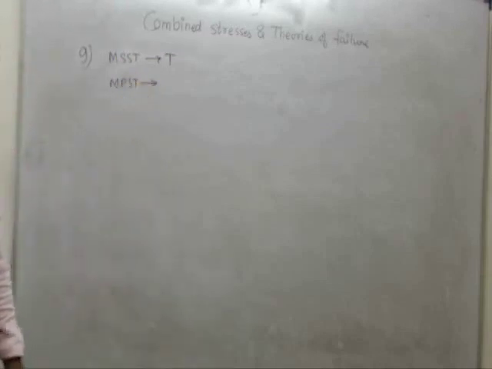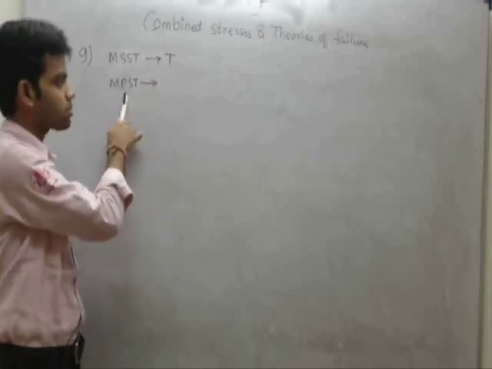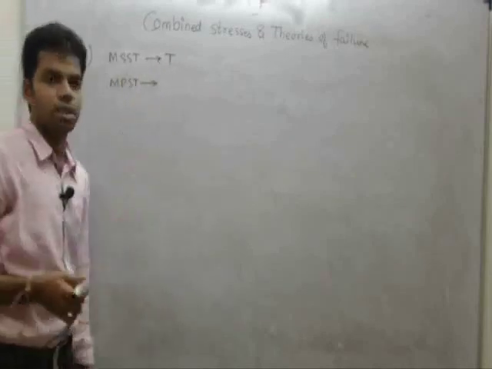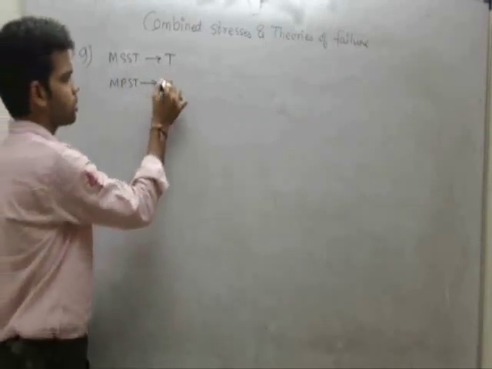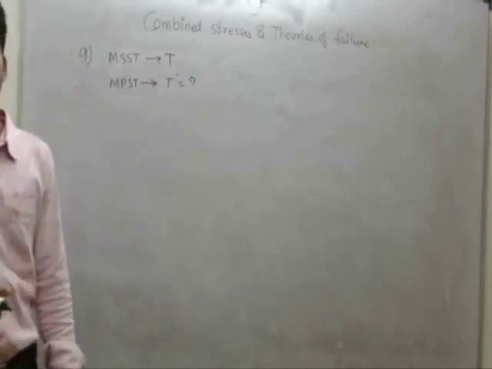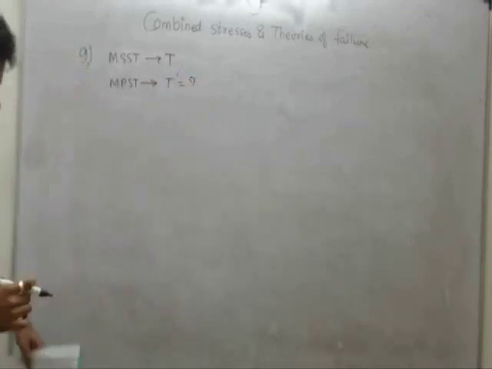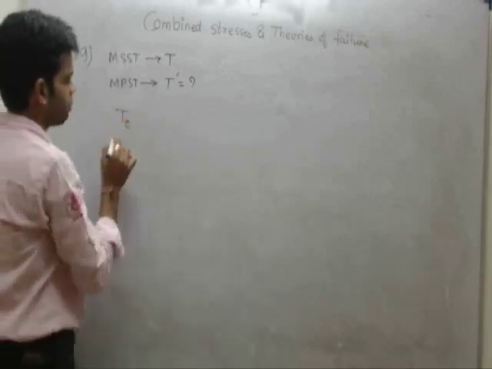According to maximum shear stress theory, permissible twisting moment is given as T. According to maximum principal stress theory, how much will this permissible twisting moment be? This we have to determine. Suppose that permissible twisting moment is T dash. That means we have to determine the value of T dash. Now, according to maximum shear stress theory, we know what?